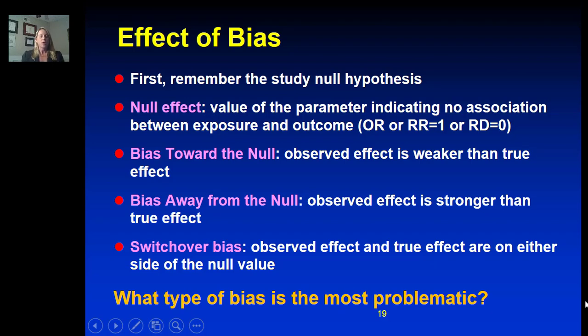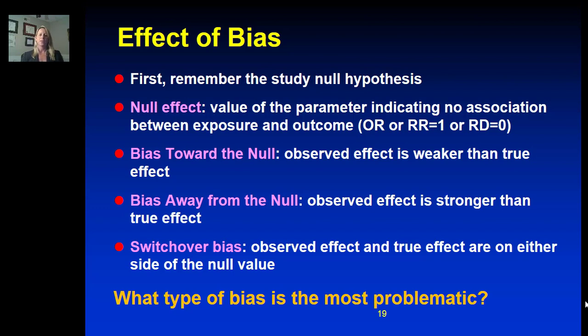So once again, I want to talk about the effect of bias in our measure of association. First, it's important to remember our study null hypothesis is what drives all of our studies. We have some hypothesis a priori that we state, and we hope to show the opposite in our study. For example, in a cohort study, our null hypothesis is that exposure to some risk factor X is not associated with the disease Y.